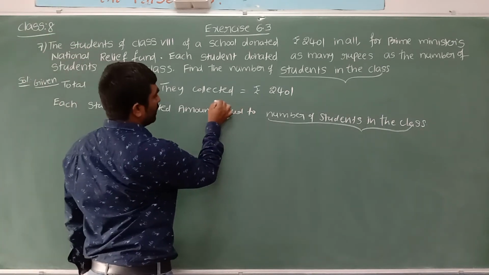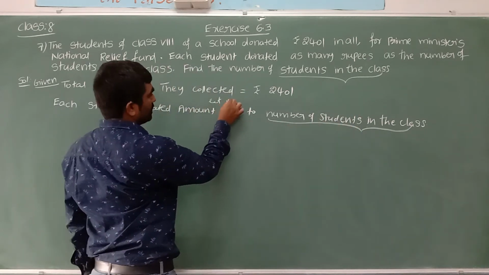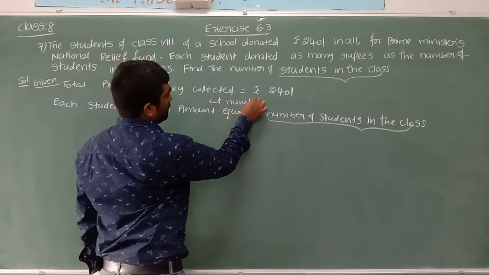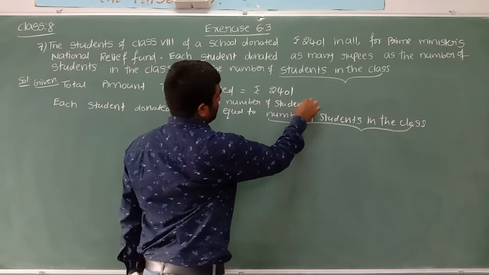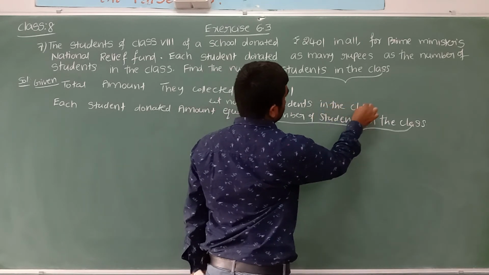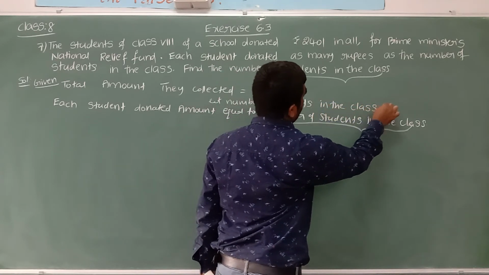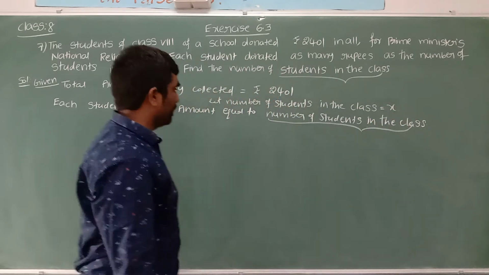Here we can write, let the number of students in the class be... How many are there? We don't know. This is the unknown value. We can express it with the help of variable x.